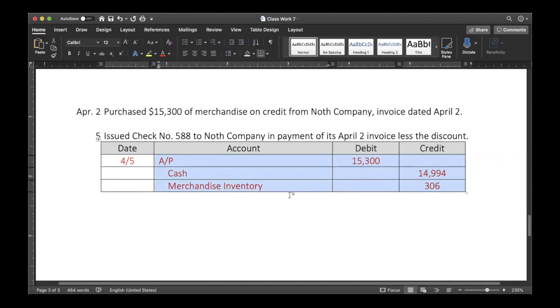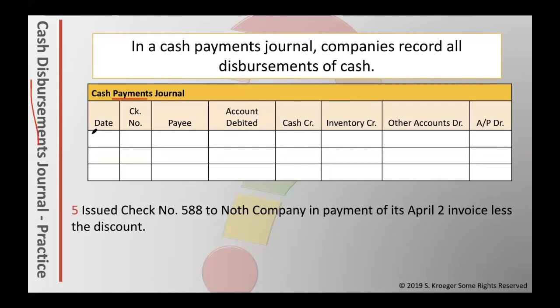We need to put this into the special journal instead of putting it here, making this lengthy, taking up all these lines, and then updating the ledger. We're just going to instead use the special journal and make this process easier. We're going to use accounts payable. We have to make sure there's a debit there. We're going to cash to put this credit in, and then we'll look for the merchandise inventory account to put this credit in. First, let's begin by putting in the date. It was 4/5. Check number, that's easy, 588. It's listed right here for us.